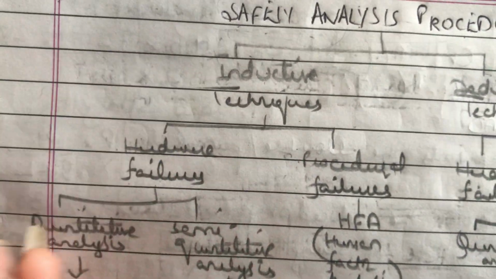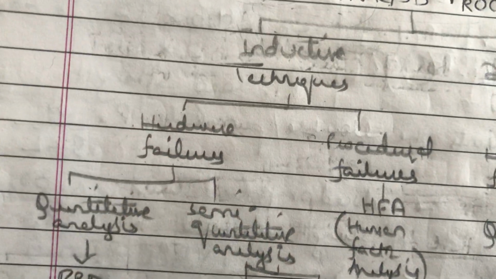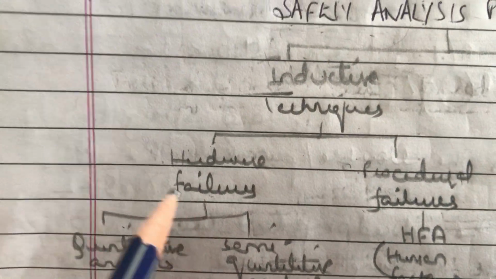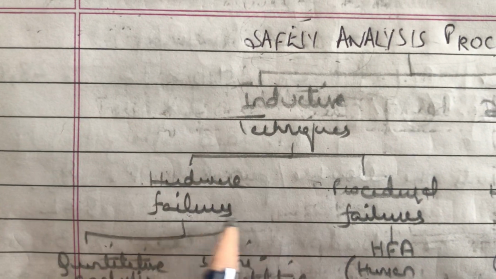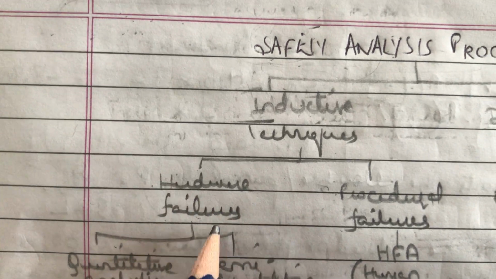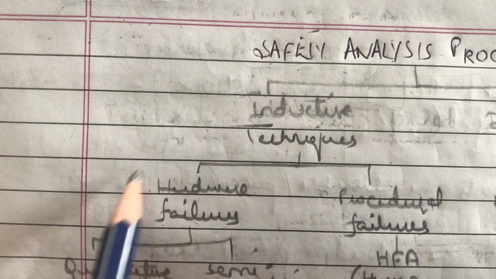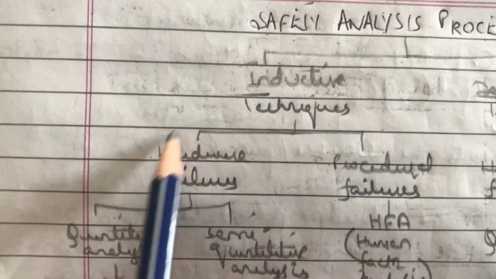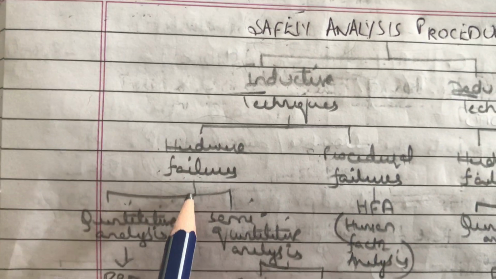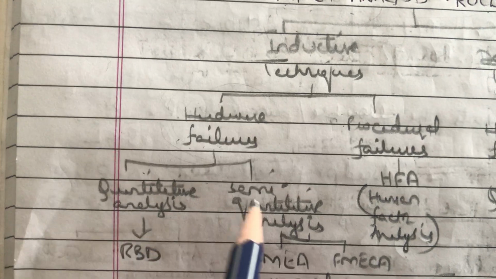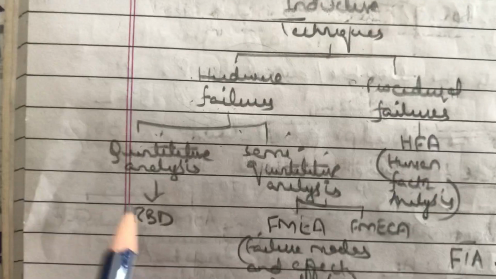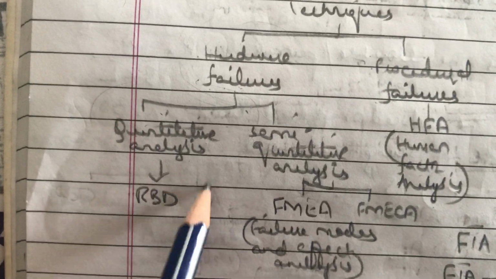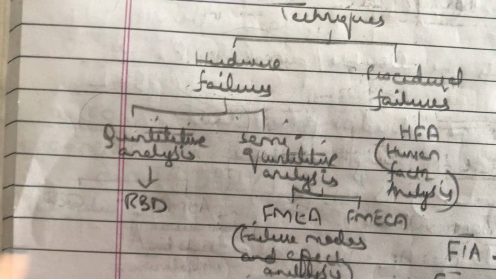Suppose we have any circuit, a low pass filter or a high pass filter, anything like that, and in that circuit, in that subsystem, we have different components present. So that circuit is the hardware of our system. So we are going to see the hardware failures, and hardware failures are further divided into two. For hardware failures we have quantitative analysis and semi-quantitative analysis. In quantitative analysis we have RBD, reliability block diagram.